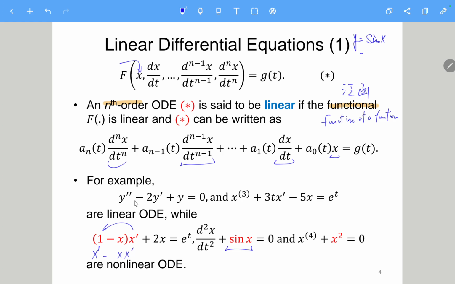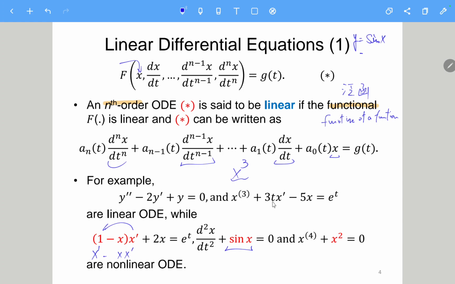So here, we can see a form like y double prime, the second derivative of y, minus 2 times the first derivative of y plus y equals 0. All the terms have only first order of the unknown function or its derivative. The parentheses here mean the derivative rather than power. So if it is x cubed, this is power, x to the third power. And x cubed is not linear, but the third derivative of x is linear.